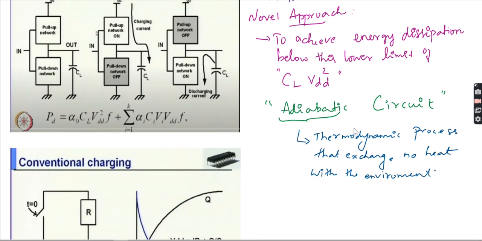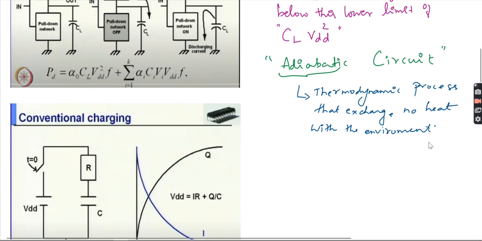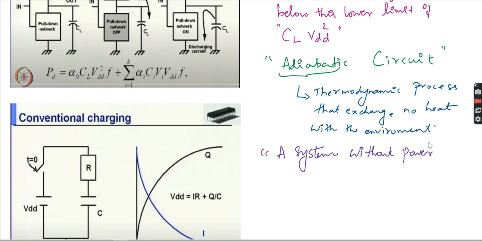That is very, very important. Otherwise, we can say it in electronic terms. This is the mechanical term, and it is like a given term in electronics. So in electronics, I can say it is a system without power losses. That is the meaning with respect to electronics.